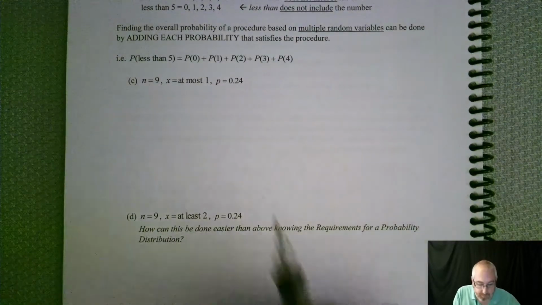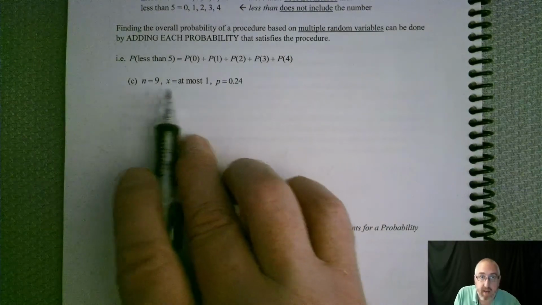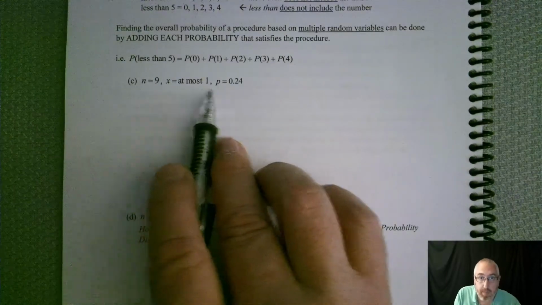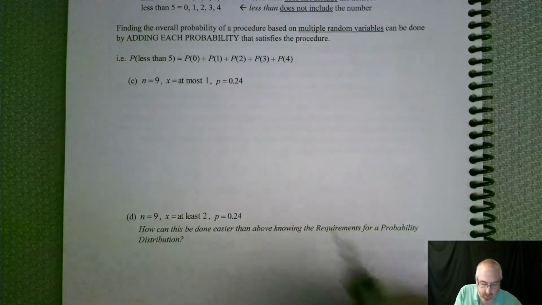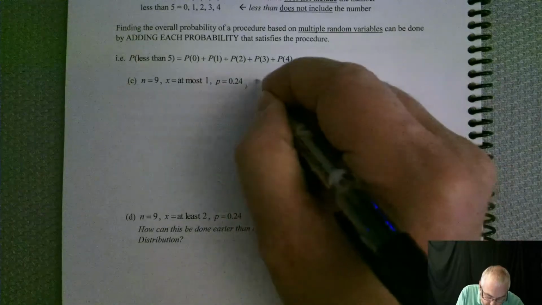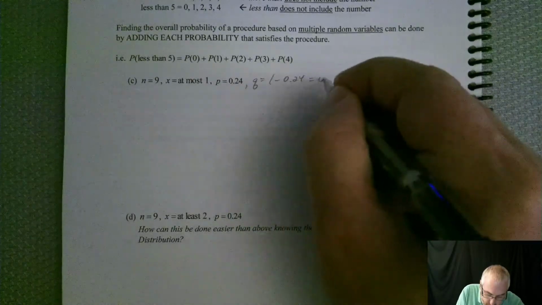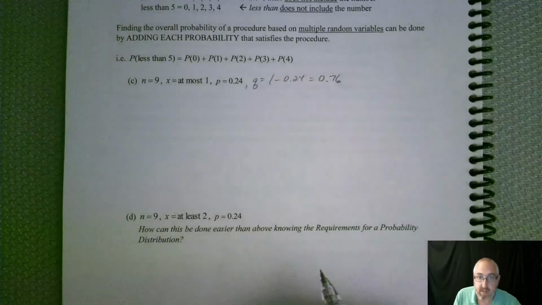So let's take a look at 3C. It says we want n is equal to 9, x is at most 1, p is 0.24. The first thing we notice is that we're missing q. So let's find q real quick. 1 minus 0.24, which is 0.76.